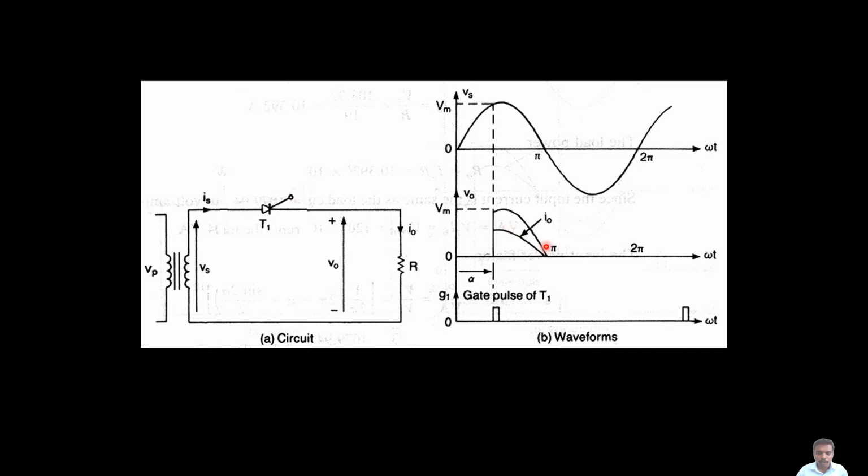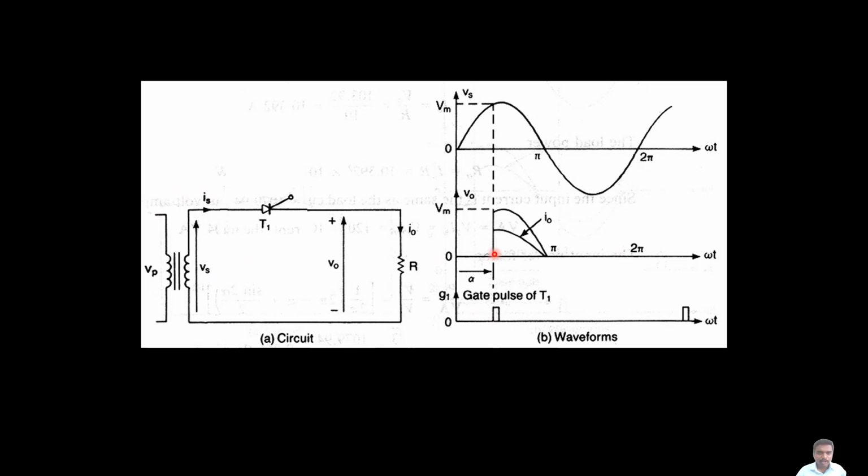So this is for the positive half wave. For the negative half wave the output will be 0, because when I am giving the positive supply, this device will be forward biased and my output will come. When the negative supply enters this device, the device will naturally turn off and my output will be 0. This is the gate pulse which is given at the time.